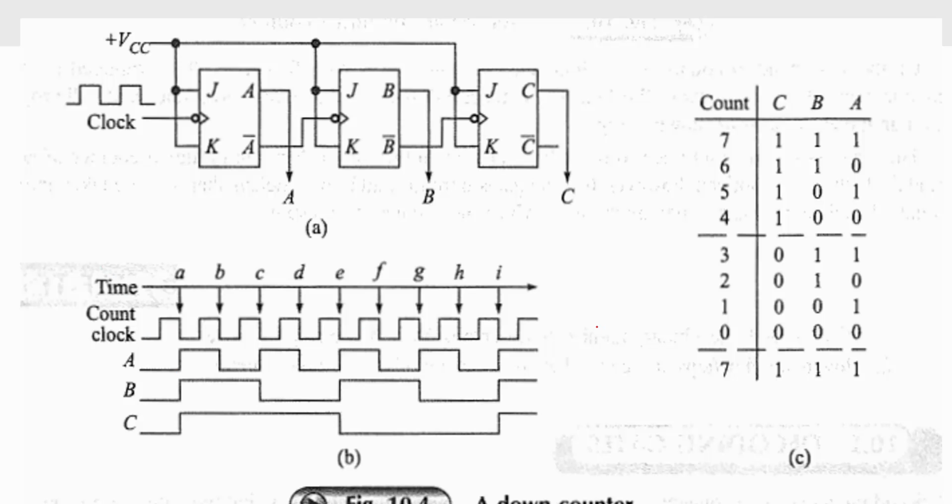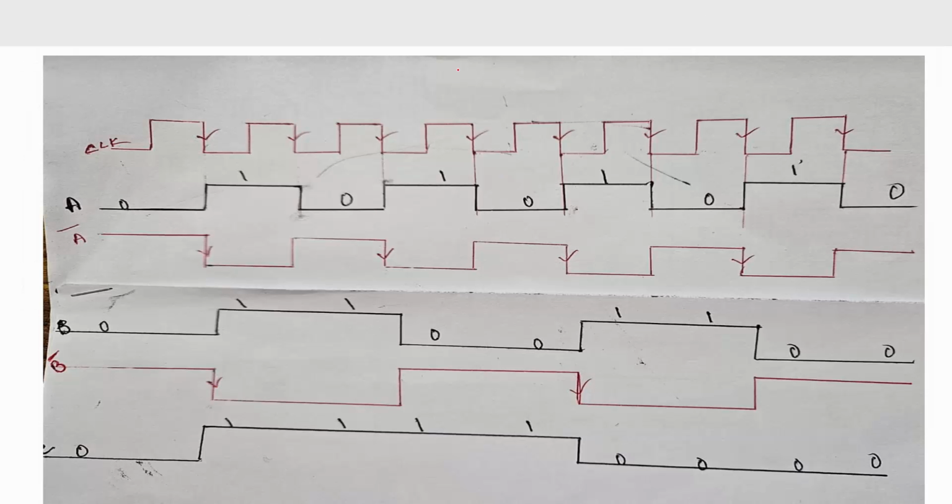So based on the negative edge of external clock pulse, A is going to trigger, and B and C output is directly given here. It is not easy for you to understand, so follow this one. See, here it is. This one is actually your external clock pulse. Based on that external clock pulse negative edge, the output A will toggle. So A is toggling during the negative edge of your external clock pulse.